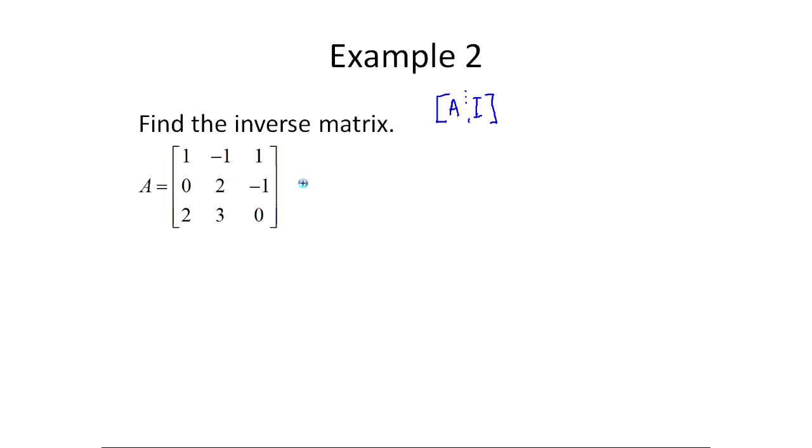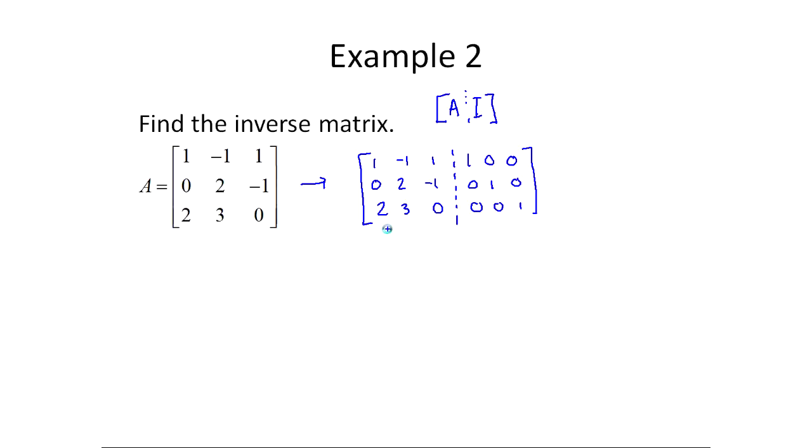So here what I'll do is, to find this, I'll say, okay, I'm going to make a huge matrix. So 1, minus 1, 1, 0, 2, minus 1, 2, 3, 0. And I'm going to augment this with the identity. So 1, 0, 0, 0, 1, 0, and 0, 0, 1. And now my goal is to start row reducing, and I want this side to look like the identity.